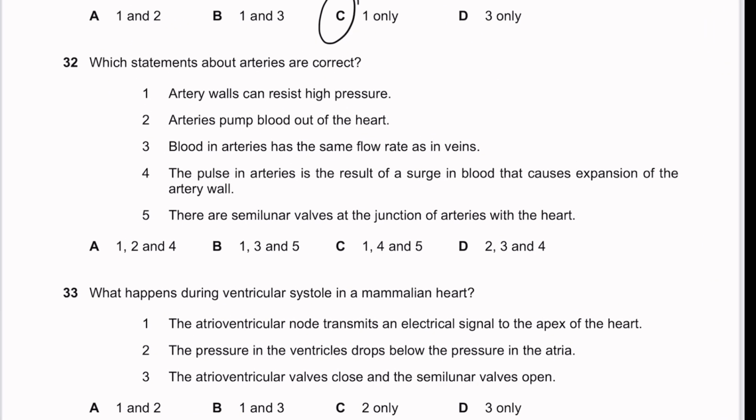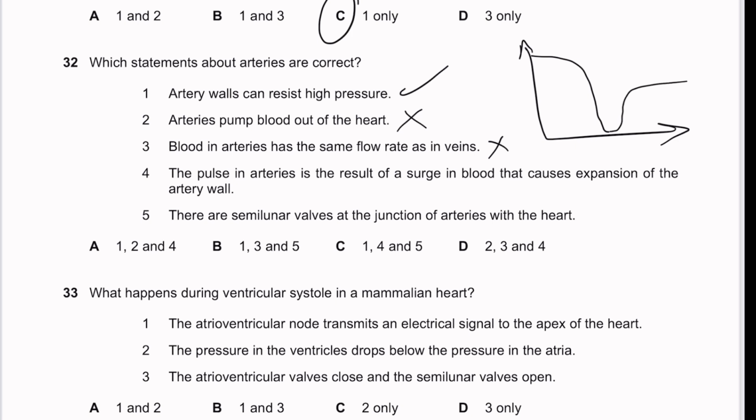Which statements about arteries are correct? Arterioles can resist high pressure, that is true. Arteries pump blood out of the heart, absolutely not. Blood in the arteries has the same flow rate as veins. Well, blood in arteries does not have the same flow rate, absolutely not. If you know the graph, the flow rate is going to be the lowest, obviously, in capillaries, however it's lower in veins and arteries.